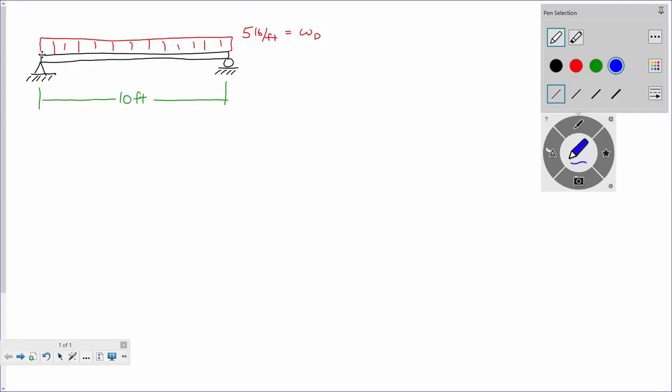Then we also have a live load at midspan. I'll draw that blue. Yeah, that's a fair statement. Probably should have added that to the problem statement, but yeah, that's a fair assessment. And this dimension is 5 feet.